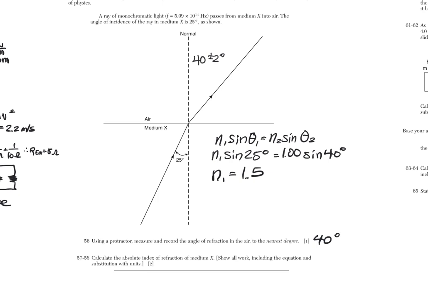And so using Snell's law, we get 1.5 for medium x. Don't forget to be in degree mode, and for sine, cosine, or tangent, it matters. Also, do not miss writing the degree symbol down. That counts as units. If it's missing, you're going to lose the units point.